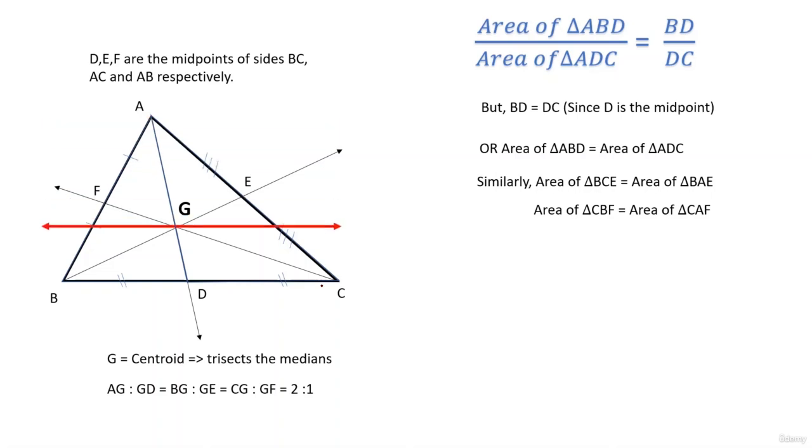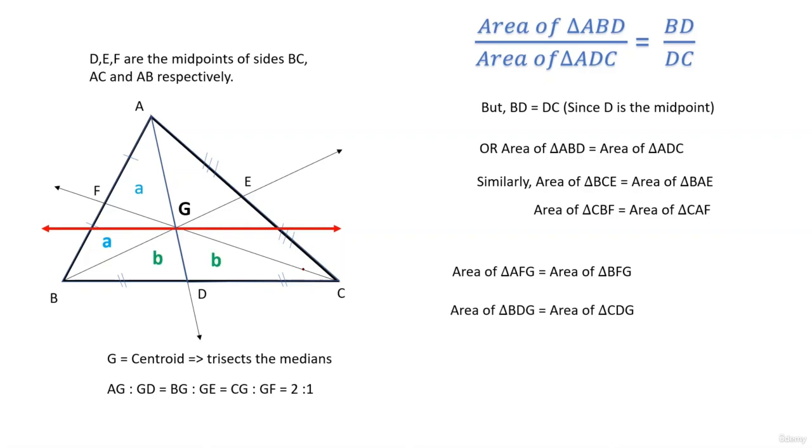Now guys, I drop a line parallel to BC from the point G. When I do that, I observe the same thing for triangle BGD and triangle GDC, right? These two triangles also have the same area, because their heights are same and bases are also same, right? I call these two areas as A.